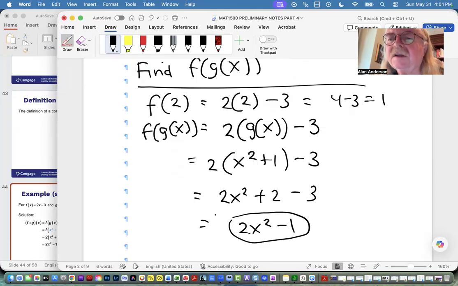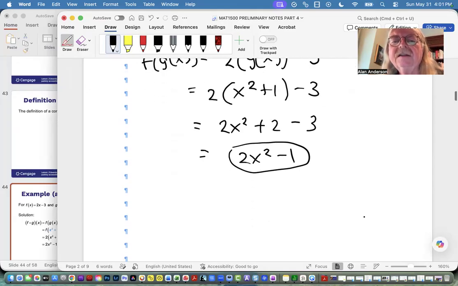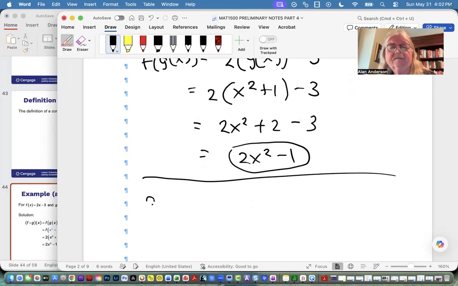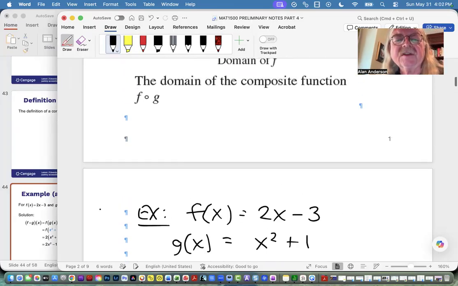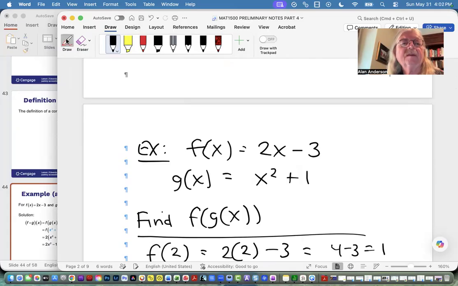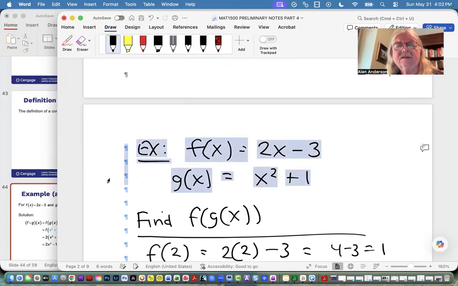So that's how that works. Now, we can do this in the other direction. We can also find g of f of x in the same way. So let me just copy these down here and we'll see how that works.